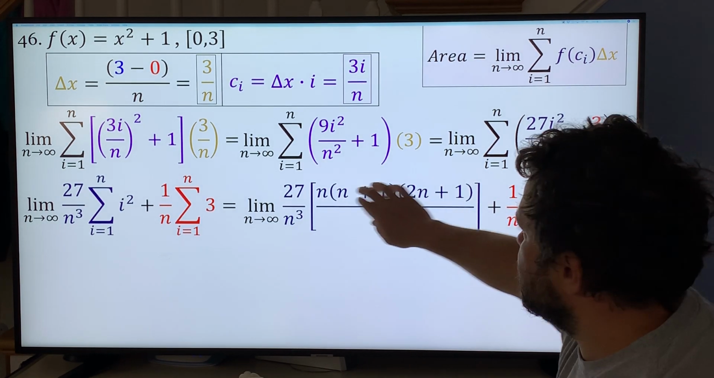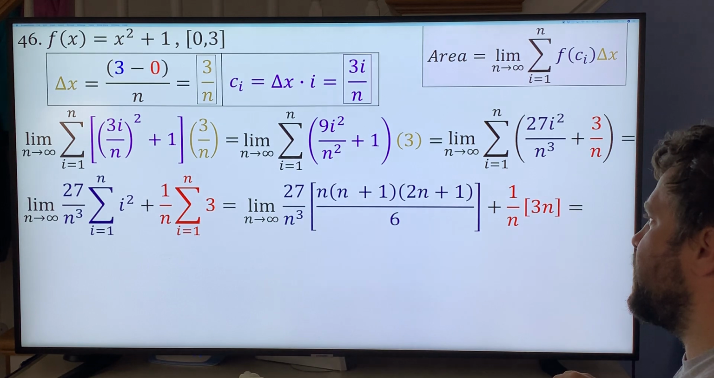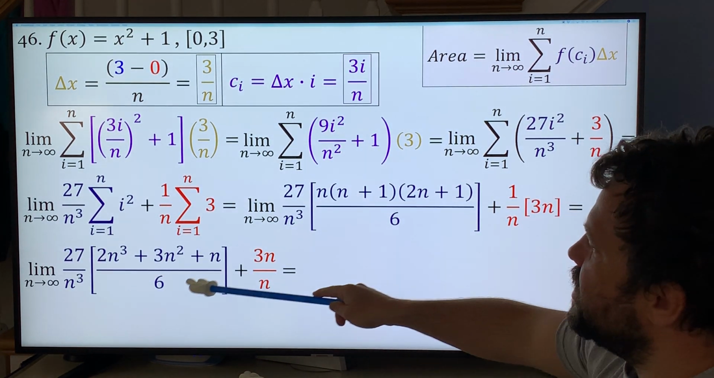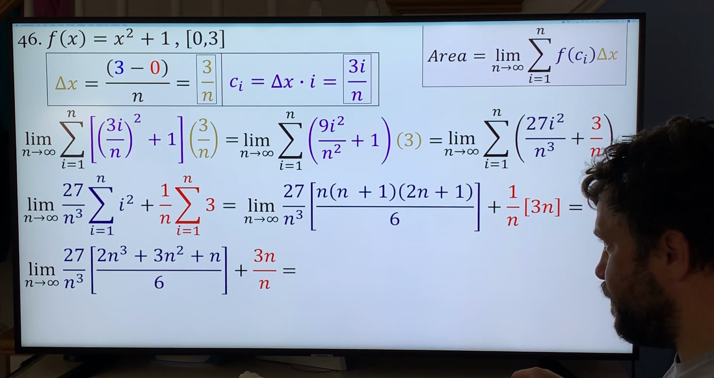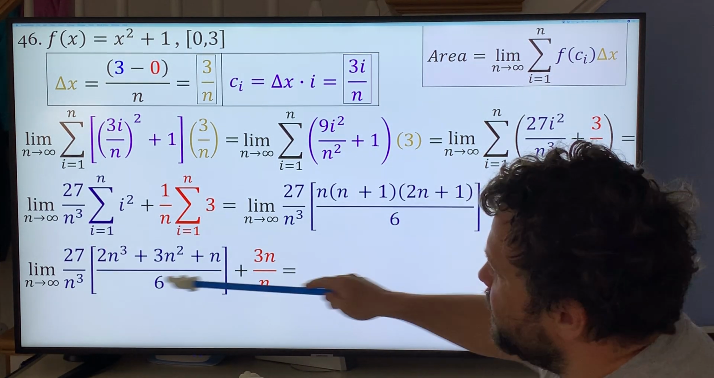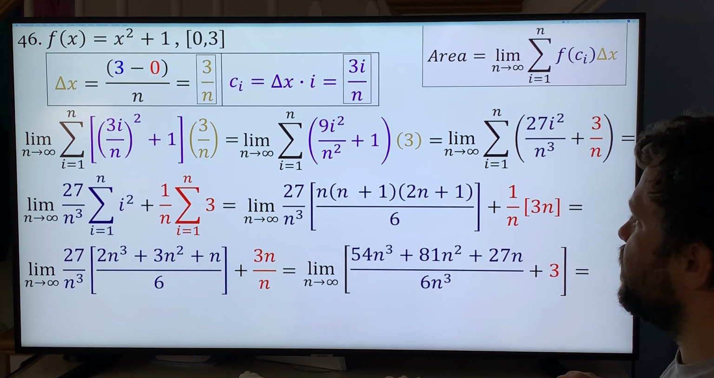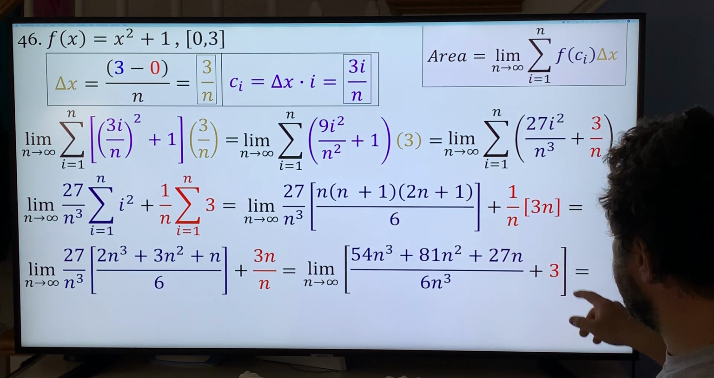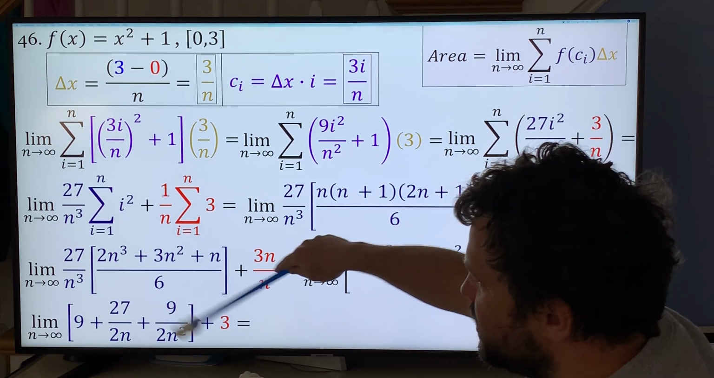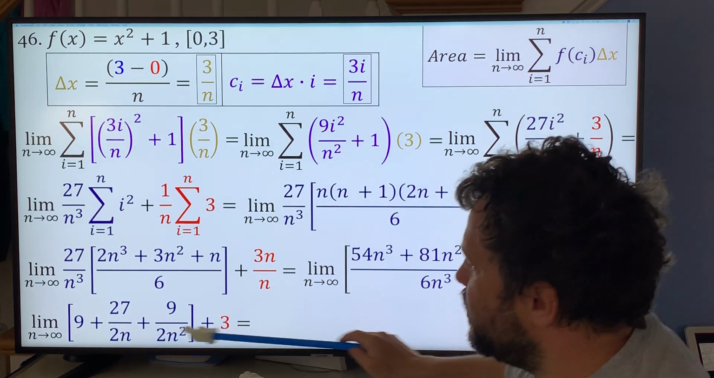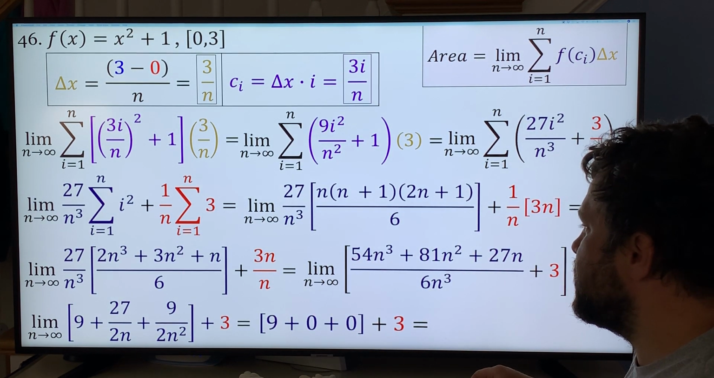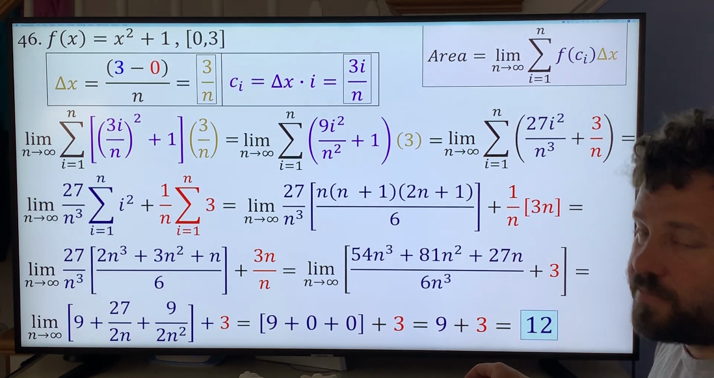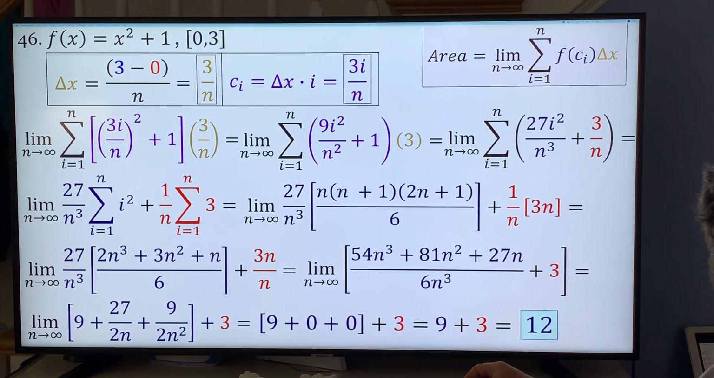Now you should know what these things are by now, and you can actually just plug in what they are right away. So you get 27 over n cubed, 2n cubed plus 3n squared plus n over 6, plus 3n over n. Distribute the 27 in, distribute the n cubed in. Alright, you don't need these. L'Hopital's rule, you can just use the highest terms, 54 and 6. If you want to put them in just to see how it works, you can. 9 plus 3 is all that really matters, which is 12.